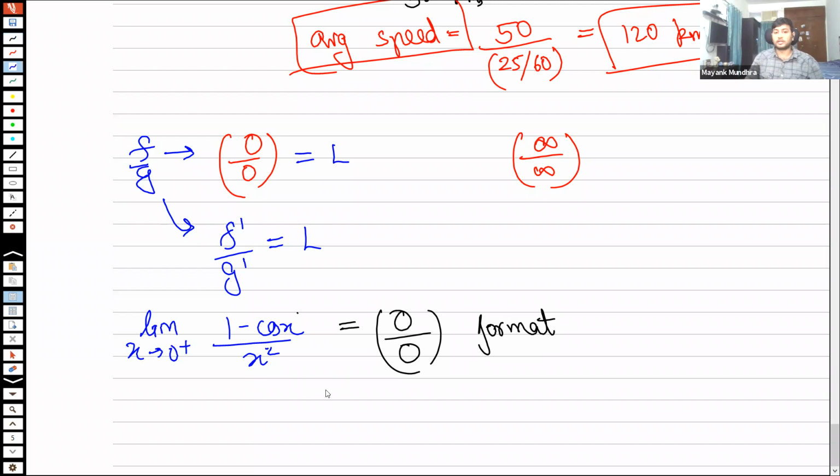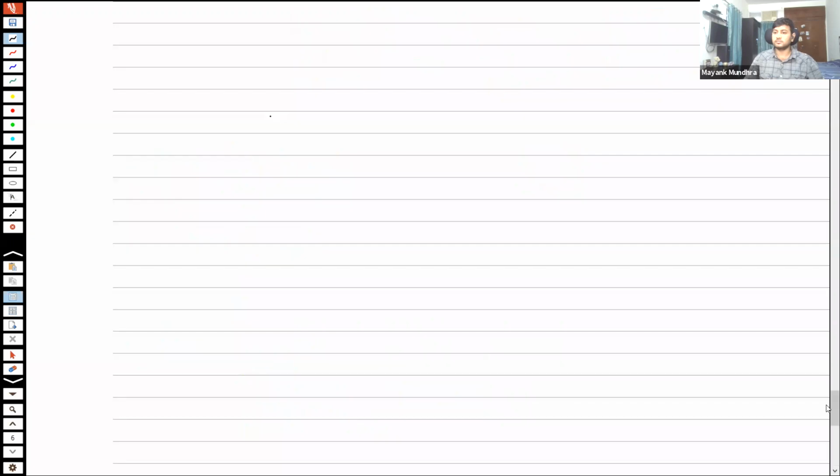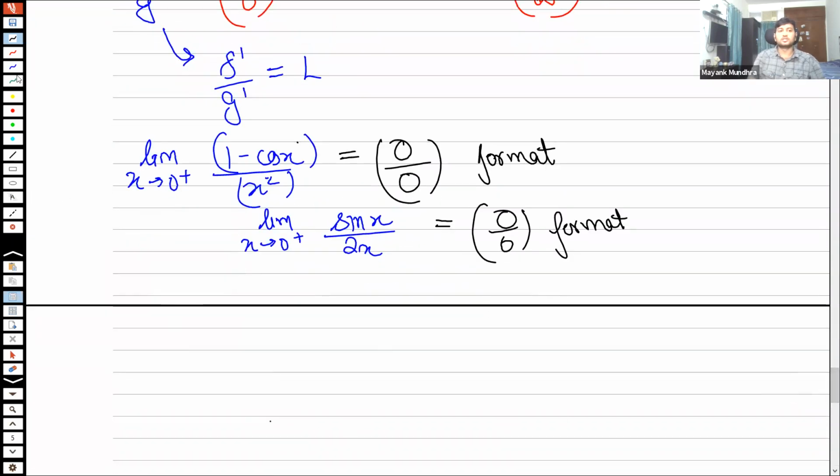So then you apply L'Hopital. You differentiate the numerator and the denominator. So what you get is 1 minus cos x's differentiation is sin x, by 2x, so this is basically the limit as x tends to 0 plus of sin x upon 2x. Then again, if you substitute 0, this is still 0 by 0 format. That can happen sometimes. What you need to do is again differentiate. So when I again differentiate this, sin x's differentiation is cos x, by 2.